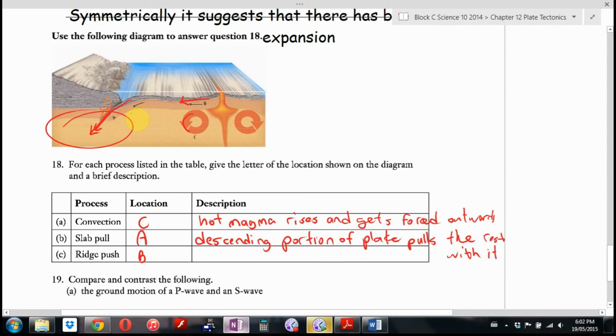B, ridge push. Material rising right here from the hot Earth pushes new material away.